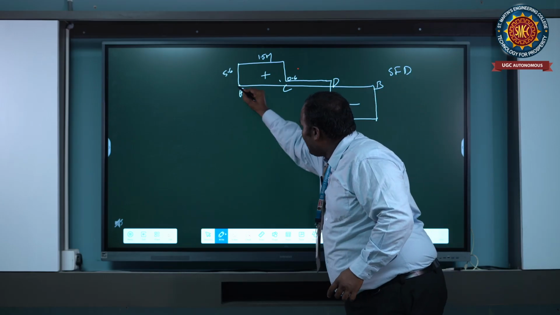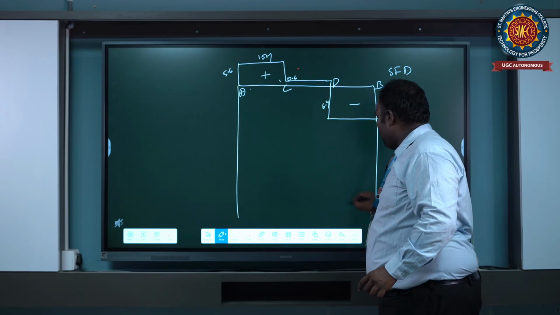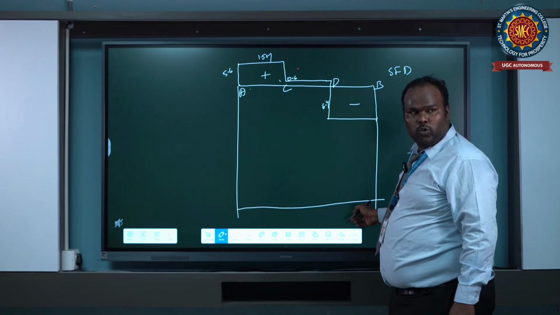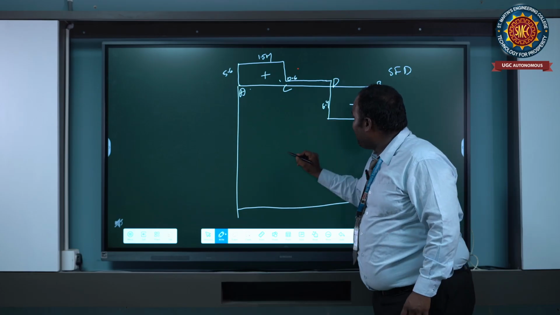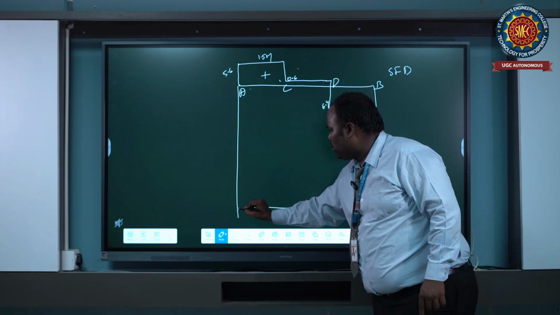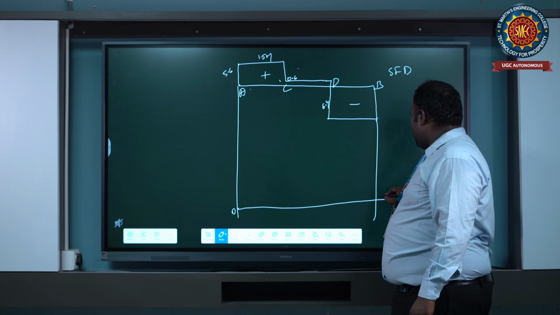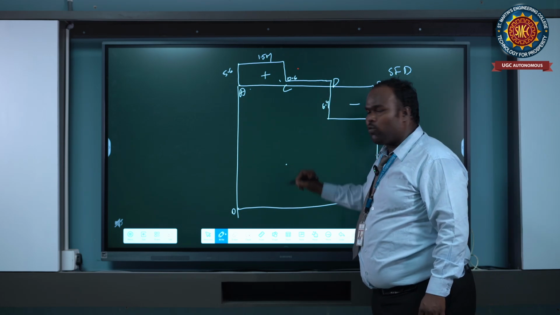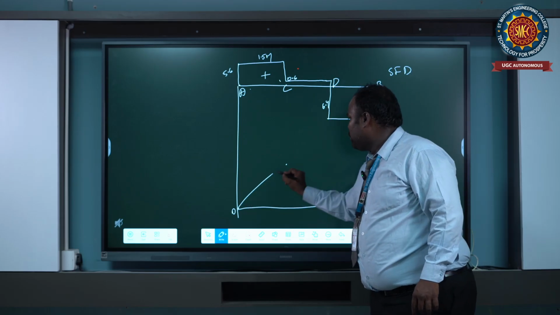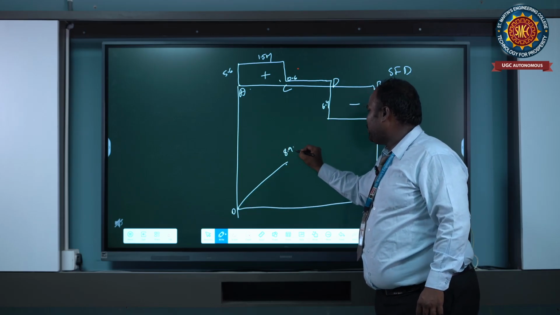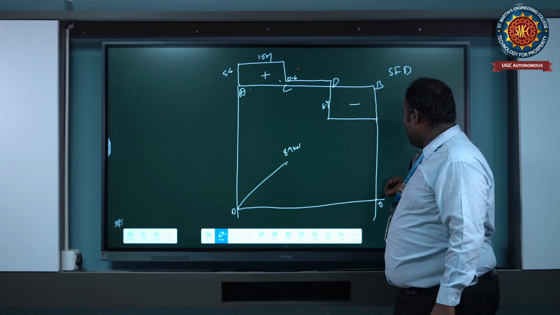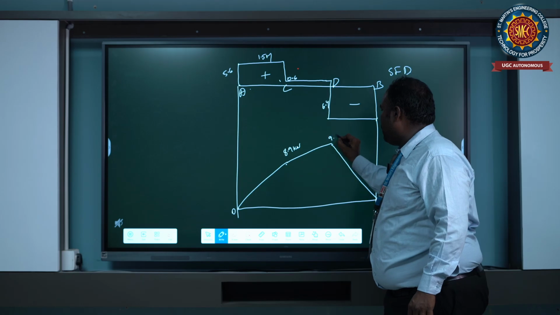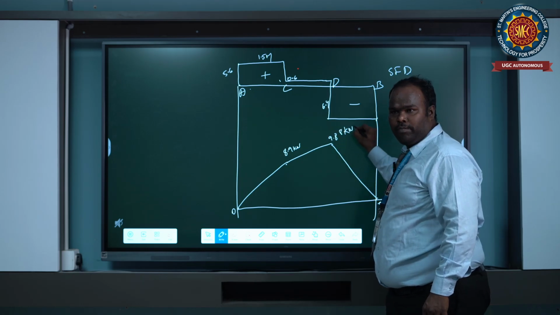Now the bending moment diagram. Drawing the neutral line from A to B. At A the moment is 0, at B it is 0, at point C it is 5.6 into 1.5, which is 8.4 kilonewton meter, and next at point D it is 9.8 kilonewton meter.